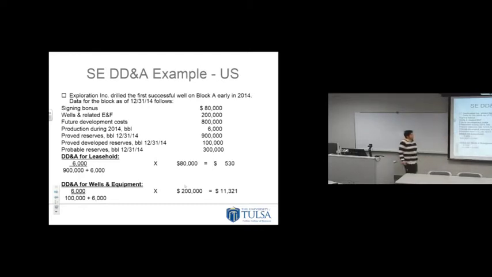11,321 is my DD&A. That's going to go into the income statement as DD&A expense. Both of these amounts, 530 and 11,321, will be DD&A expense. And they will both decrease my field asset, right? Leaseholds decreased by 530, wells and equipment decreased by 11,321 on the balance sheet through the use of this negative asset called accumulated DD&A.